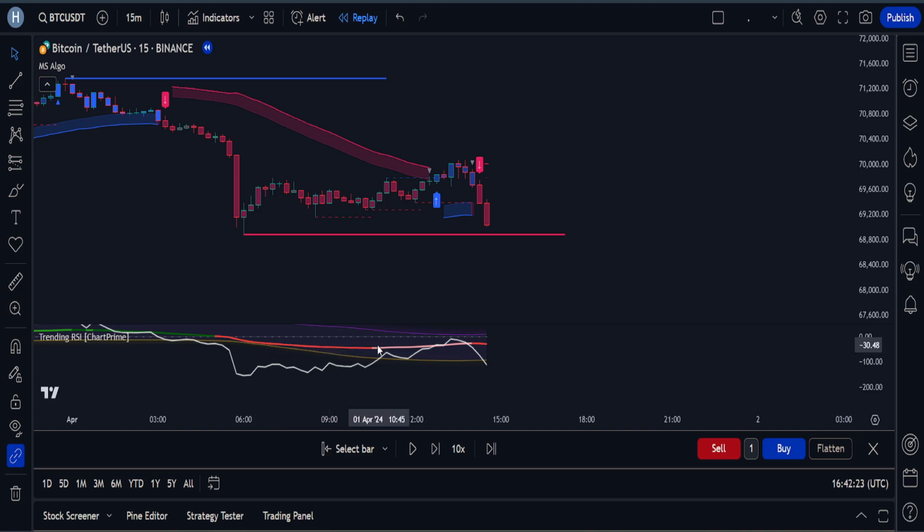Then we will identify a market pullback within this bearish trend. Wait for the trend ribbon of the MS Algo indicator to turn from red to blue, just like it did here. This indicates a pullback.